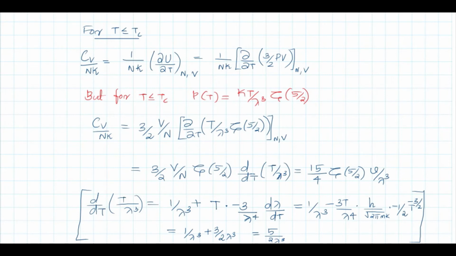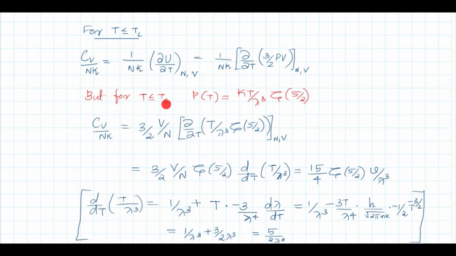Now we will discuss the different regions. First, we will consider T less than or equal to Tc, below the critical temperature. Cv by Nk is 1/Nk ∂U/∂T at constant N and V, because Cv is ∂U/∂T at constant N and V, and I divide it by Nk. That is equal to 1/Nk ∂/∂T of U, which is nothing but 3/2 PV.